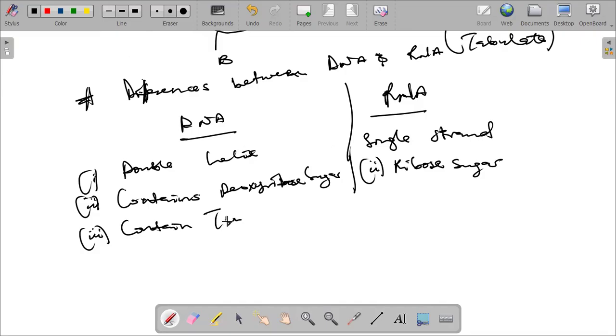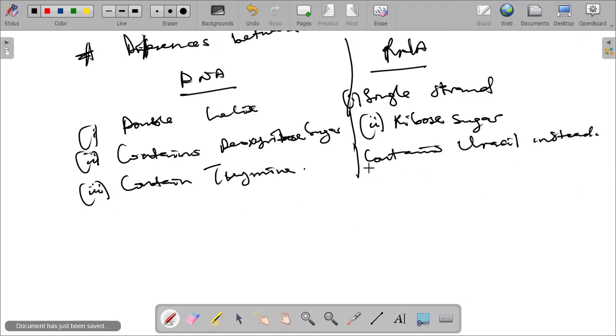nitrogen base contains thymine, and then RNA contains uracil instead. That is some of the differences that you need to take note of, the major differences.